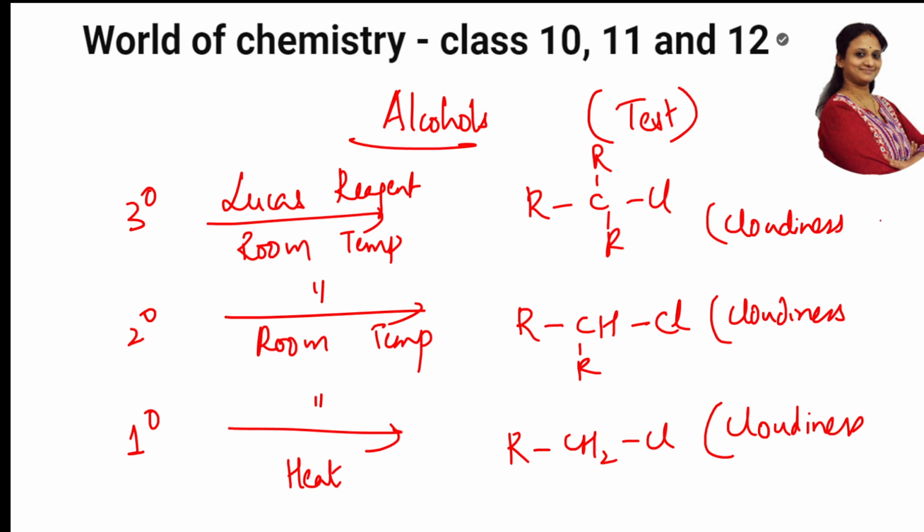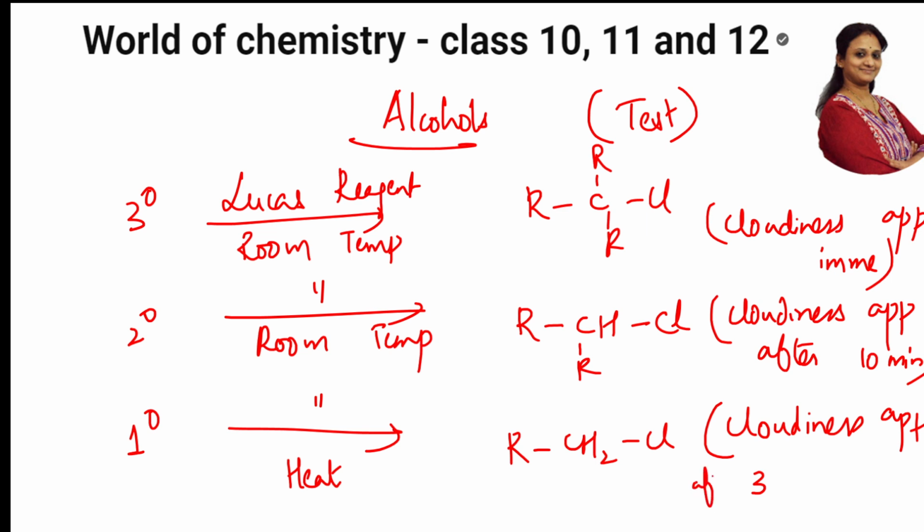This cloudiness appears immediately. Perfect. Immediately you'll get that cloudiness. In this case, the cloudiness appears after 10 minutes. Okay. This cloudiness appears after 30 minutes. So that's the difference in the distinguishing test for primary, secondary, and tertiary.